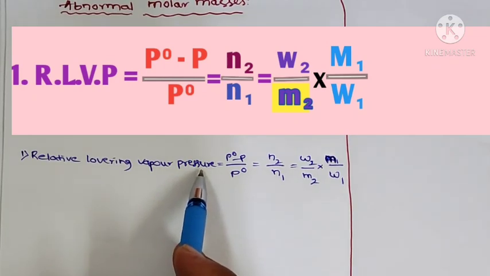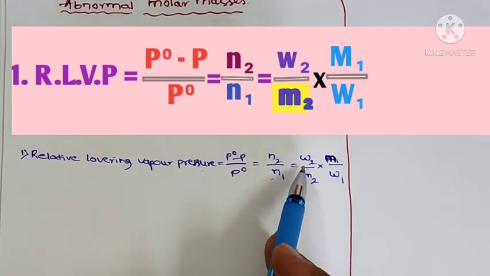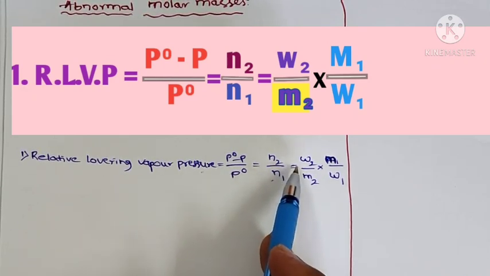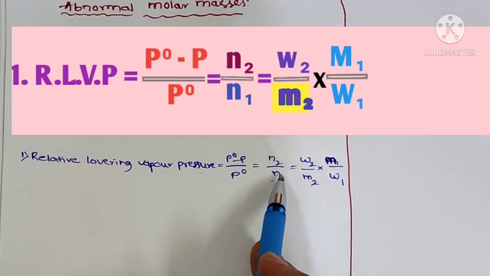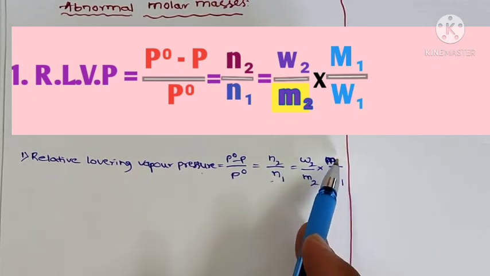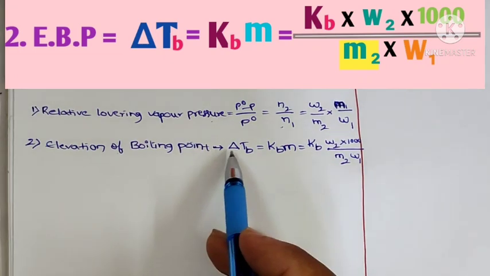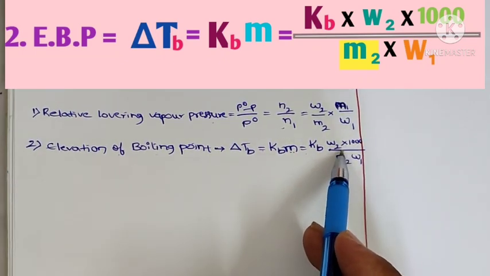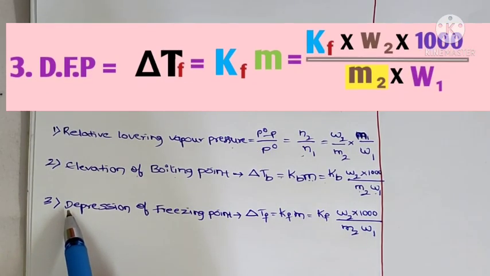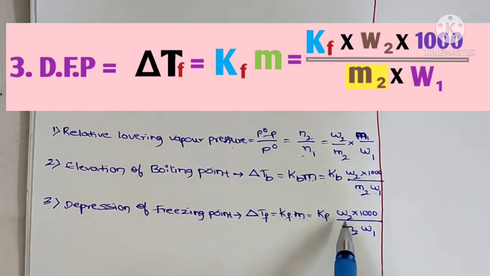Number one, relative lowering of vapor pressure, RLVP: P0 minus P by P0 is equal to N2 by N1. N2 is for solute, moles is equal to weight by molecular weight, so W2 by M2 into, and N1 is for solvent, so M1 by W1. The second one, elevation of boiling point, delta TB is equal to KB into m, which is KB into W2 into 1000 by M2 into W1. And third one, depression of freezing point, DFP, delta TF is equal to KF into m, which is KF into W2 into 1000 by M2 into W1.